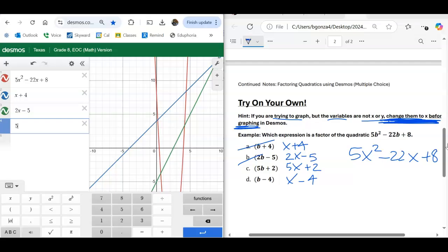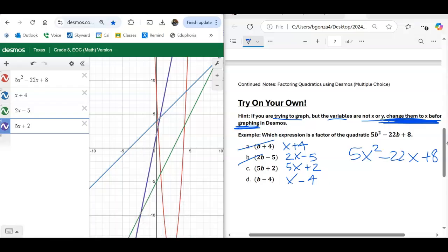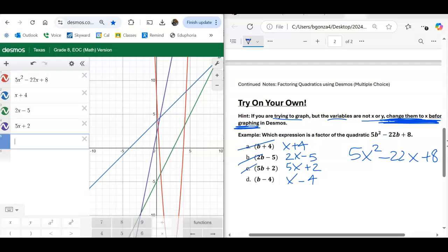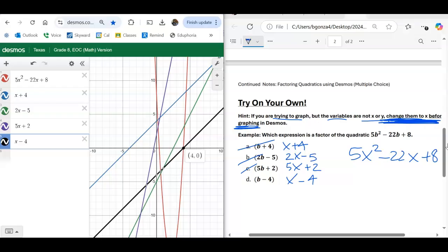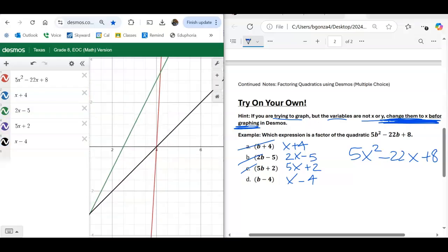5b plus 2. So 5x plus 2. Turn it into an x. Does that purple line cross here or here? No. Okay. What about b minus 4? X minus 4. Look at that. Would you look at it? Just look at it. All right, do you see how that one crosses at the same x-intercept at 4, 0? Therefore, no pun intended, that's the answer.